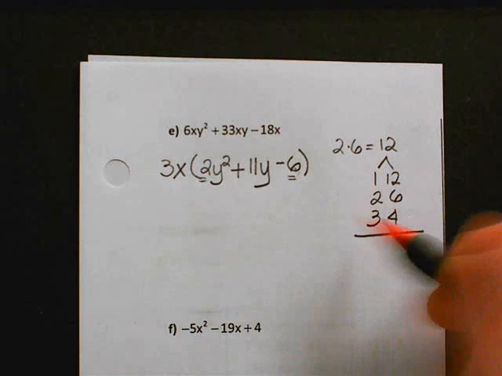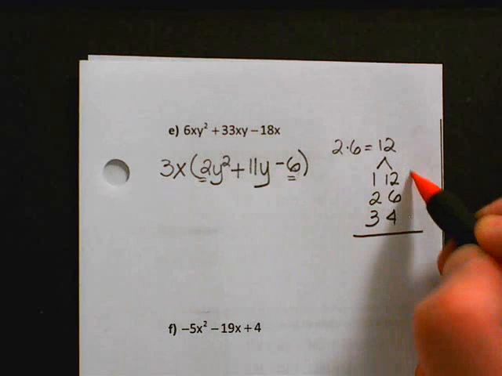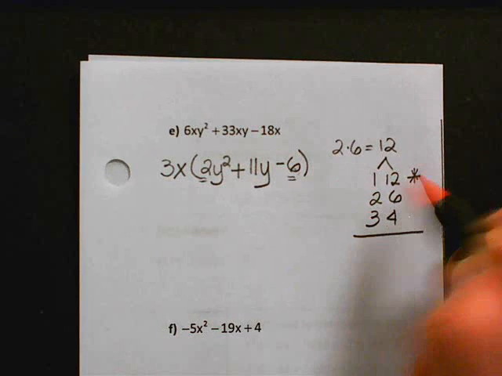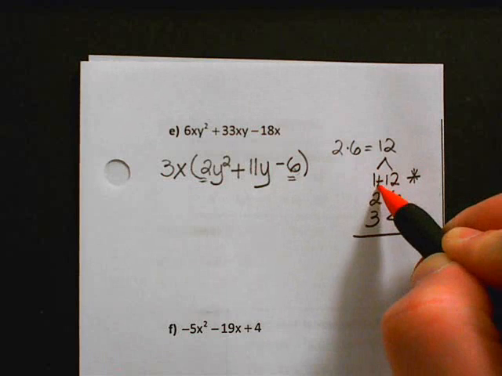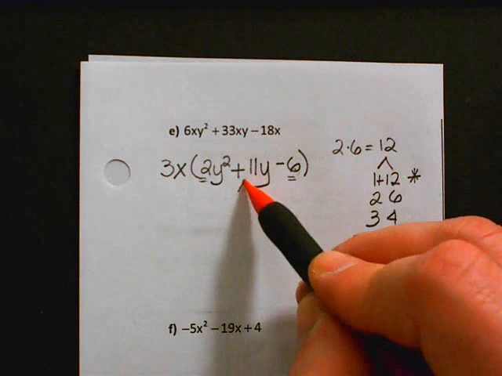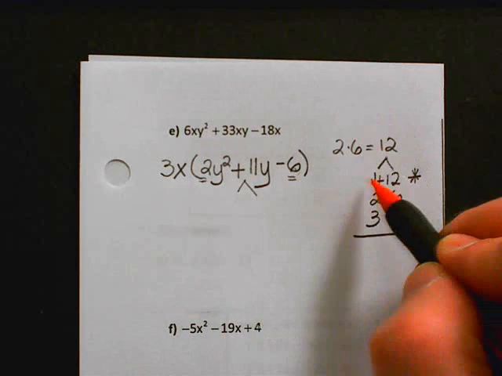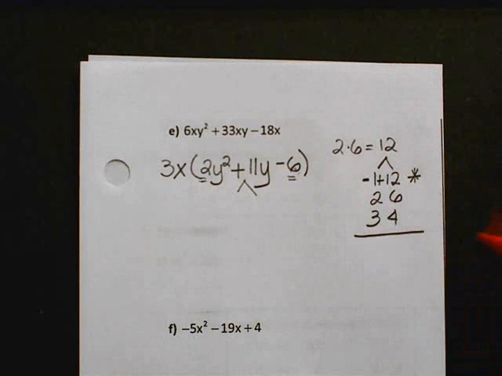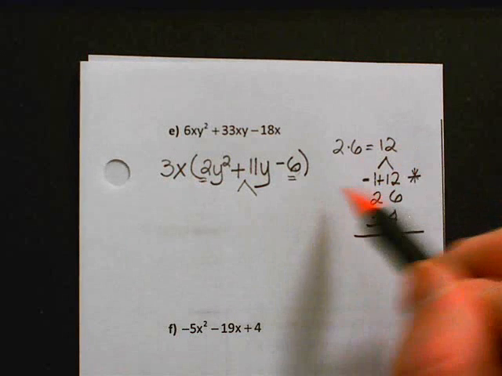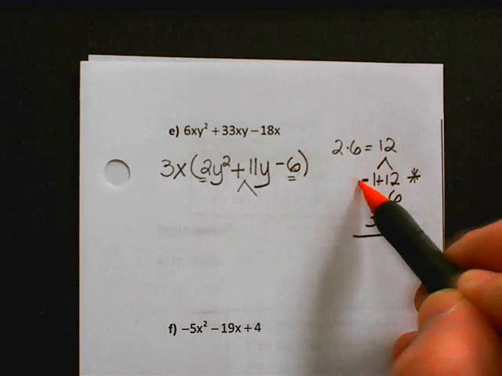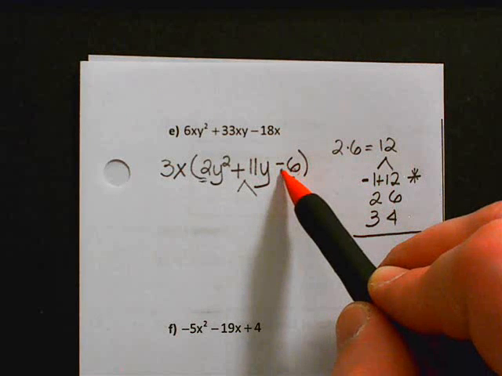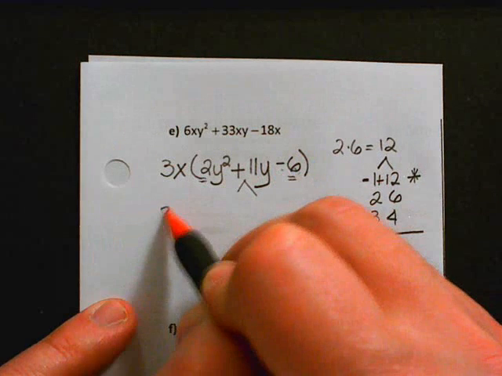So now we're looking for numbers that give me 11. So it would be 12 and then 1. The sign of 12 would be positive, because 11 is positive. And the 1 would have to be a negative. And final check. A positive times a negative gives me the last term. Yes, it does.